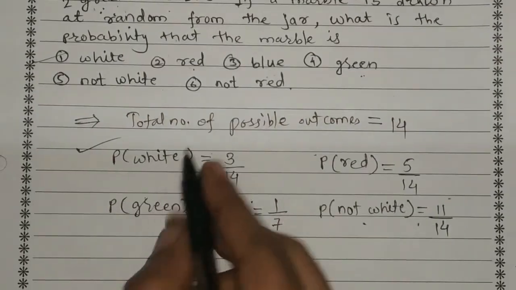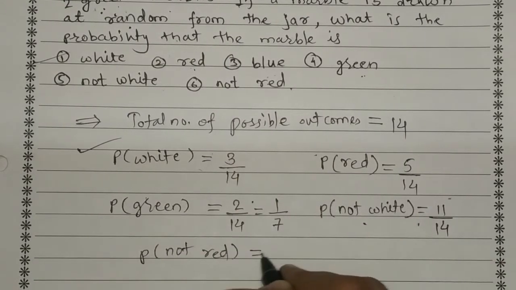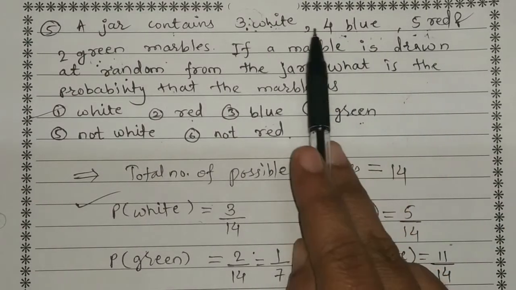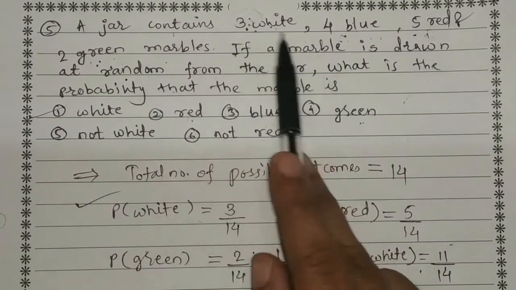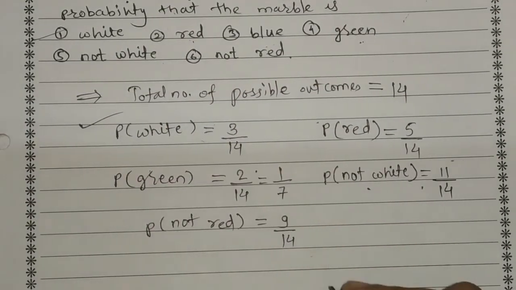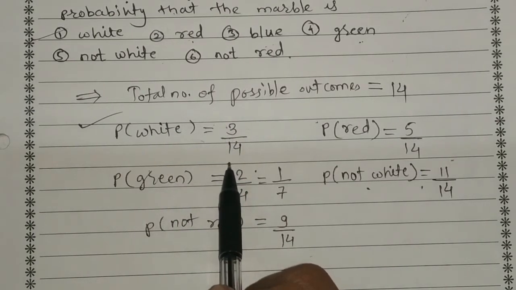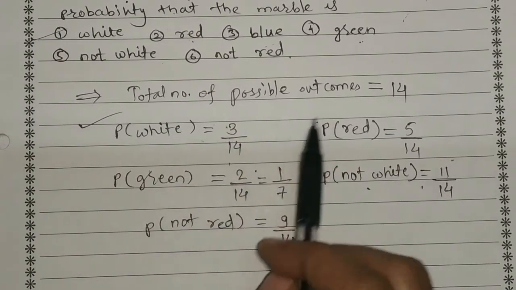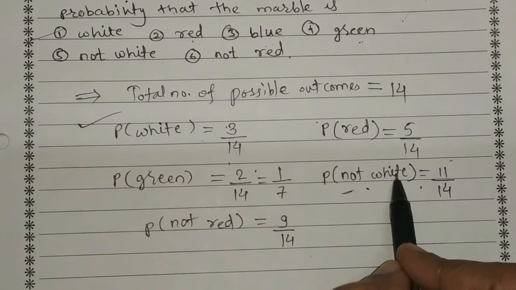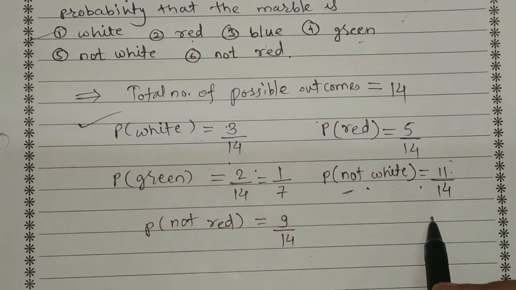Now we don't want a red. So the probability of not picking a red marble is equal to, just omit these red marbles and take the blue, white and green. So we get 9 by 14. In this way, the number of favorable outcomes divided by the total number of possible outcomes gives us these probabilities. And whenever it says not, we have to leave that particular option and take the rest as favorable outcomes divided by the total.